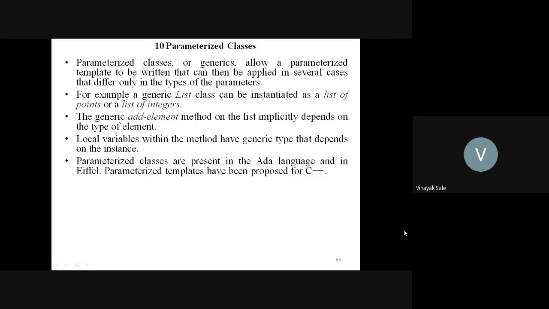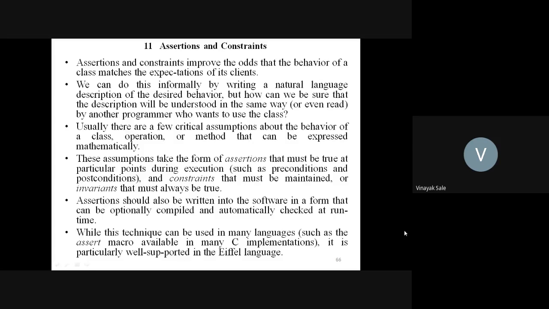The generic add element method on the list implicitly depends on the type of the element. So local variables within the method have a generic type that depends on the instance. Parameterized classes are present in the Ada language and in EFL. Parameterized templates have been proposed in C++. Then the 11th point is assertions and constraints.